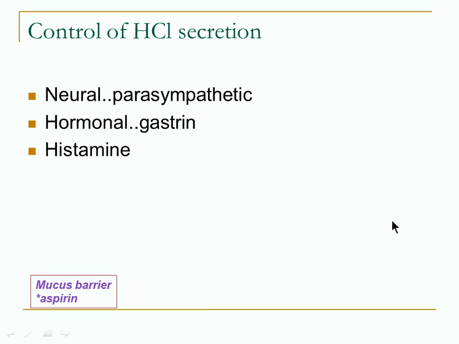Now, hydrochloric acid, which is really important, there are 3 things which control hydrochloric acid secretion. One is the neural, through the parasympathetic, then the hormone gastrin, and we also have cells in the lining of the stomach which produce histamine.